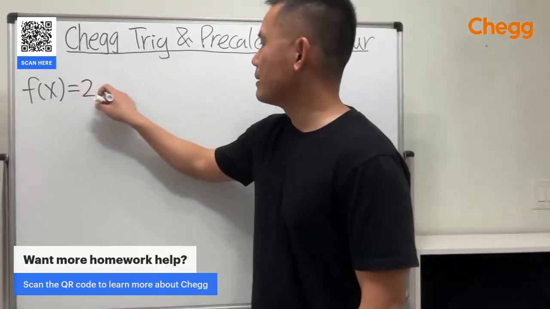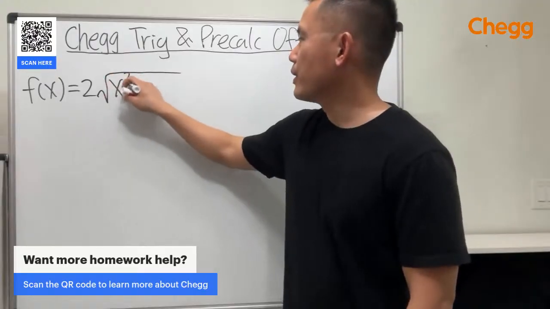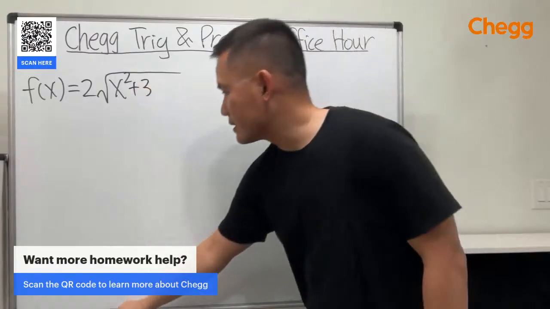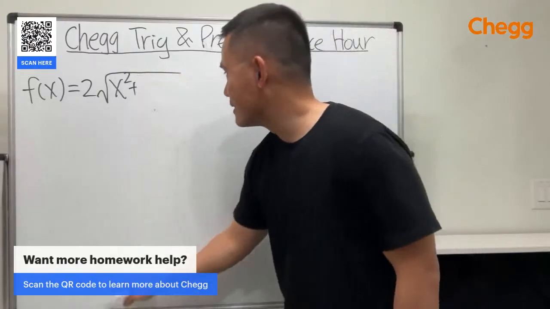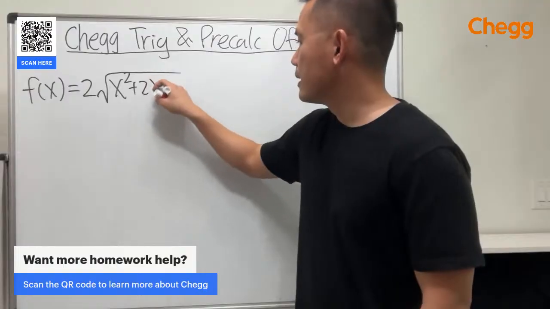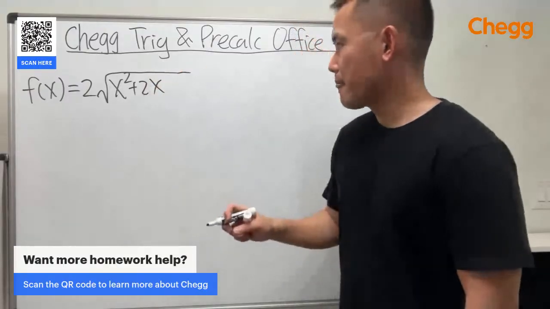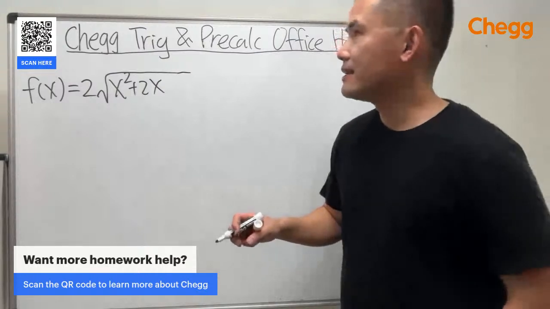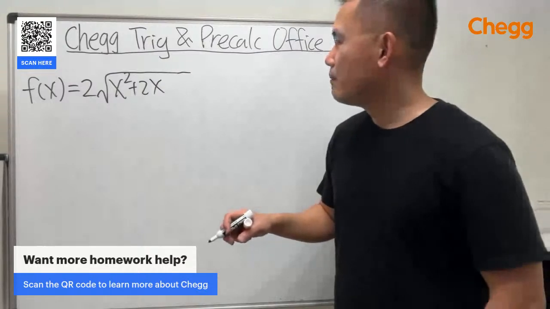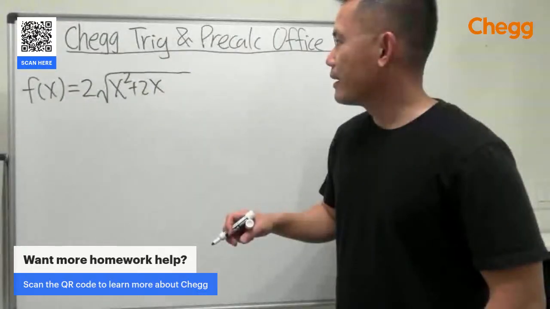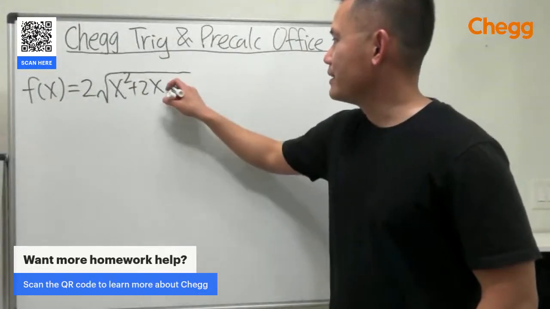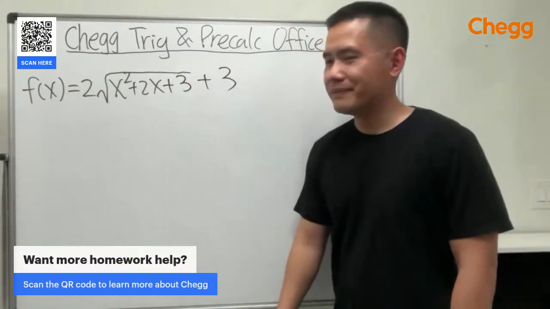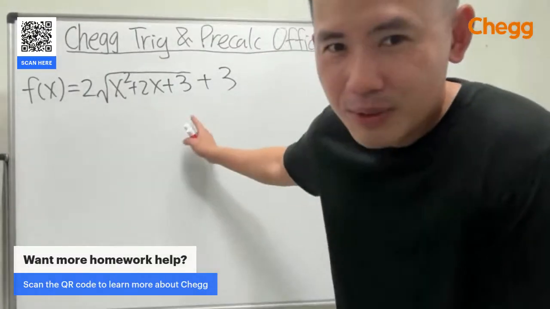Let's do this. How about let's do 2 times the square root, and let's do x squared plus 2x, and then plus 3. And then plus another 3. Okay, there we go. All right, now do this one.